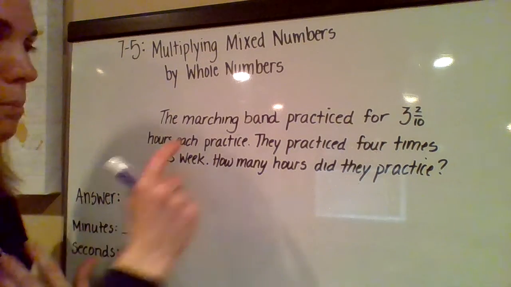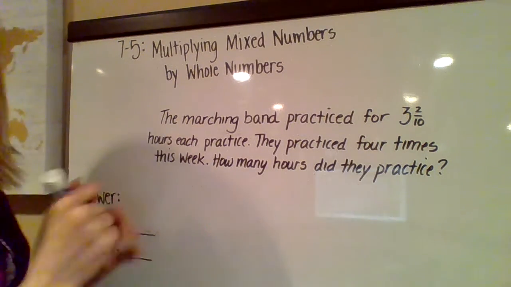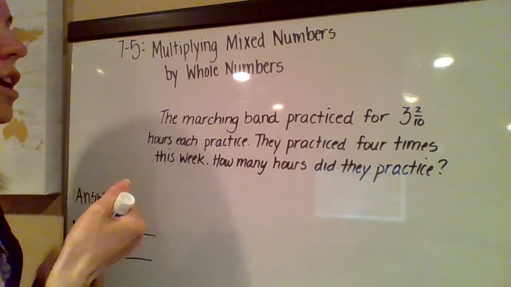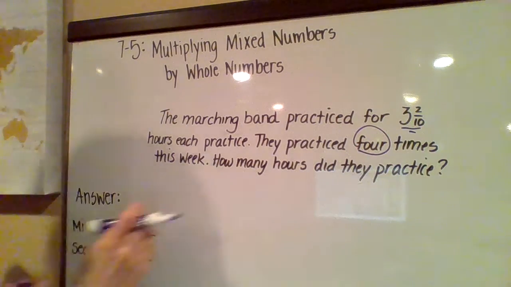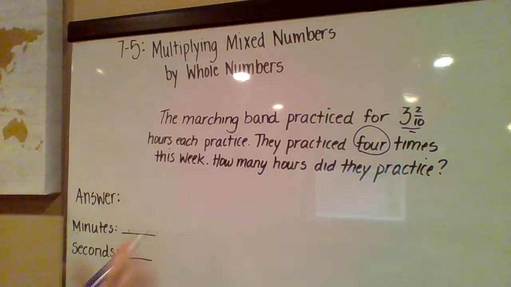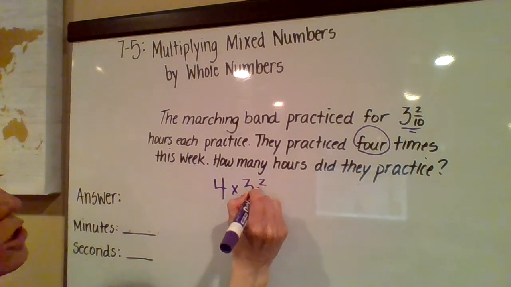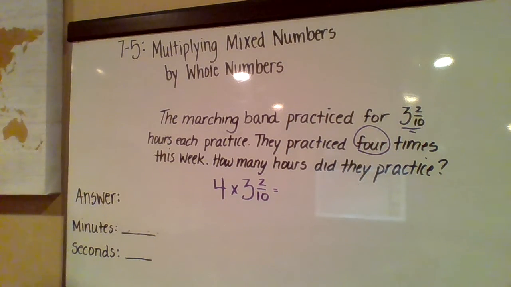So it says, the marching band practiced for 3 2/10 hours each practice. They practiced 4 times this week. How many hours did they practice? So we know that they practiced 4 times, and each time they did 3 2/10 hours. So I'm going to do 4 times 3 2/10. So what I want you to do right now, pause this and solve it.